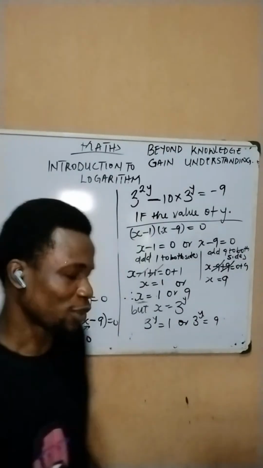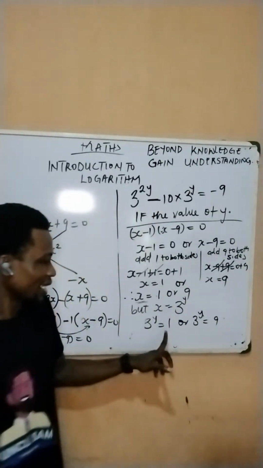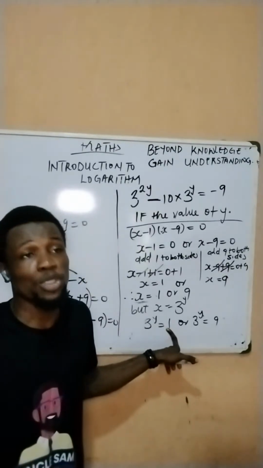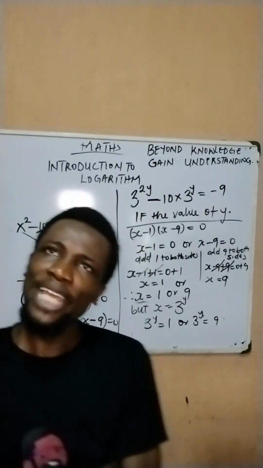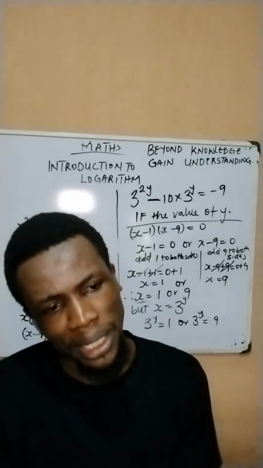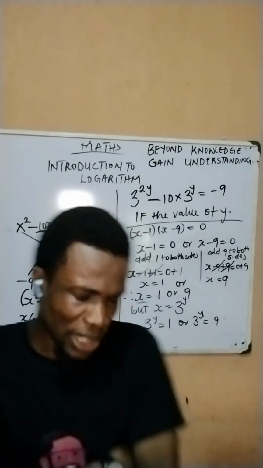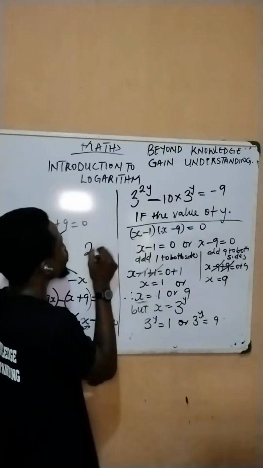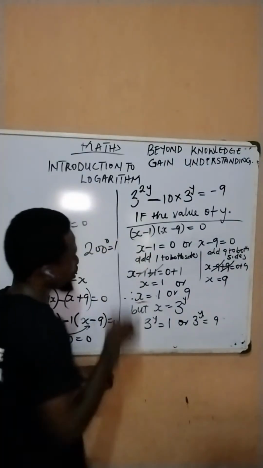And what can we do here? Well, we are looking for y. Is there something we can do to this one? I know that anything raised to the power of 0 is equal to 1. So even if I want, I can do 200 raised to the power of 0. It's still going to give me 1.